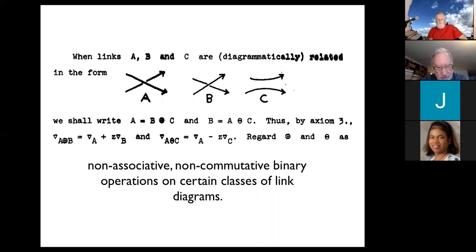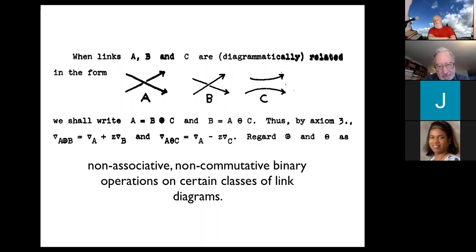Did I say it right? No, there's a misprint there. I'm sorry. But you see what I mean, that I will think of A as having been composed of B and C in the sense that I would write the skein identity as nabla A equals nabla B plus Z nabla C. Made a mistake there.